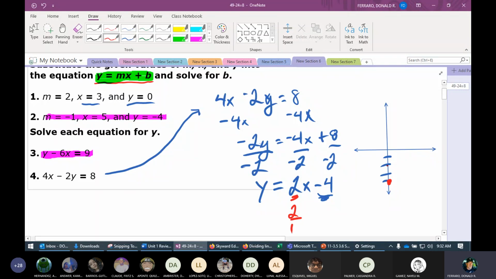So I'm going to go up 2 and I'm going to go over 1. That's my second point right there. I can just name that 1 there. And I connect those points. That's my line. And again, the equation there is y equals 2x minus 4.